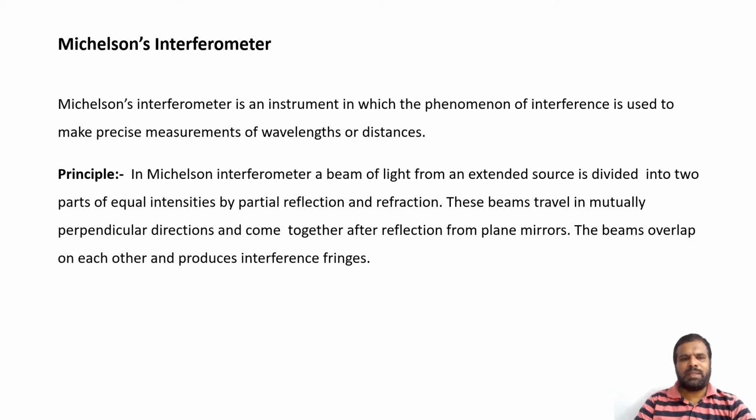Principle. In Michelson's interferometer, a beam of light from an extended source is divided into two parts of equal intensities by partial reflection and refraction. These beams travel in mutually perpendicular directions and come together after reflection from plane mirrors. The beams overlap on each other and produce interference fringes.